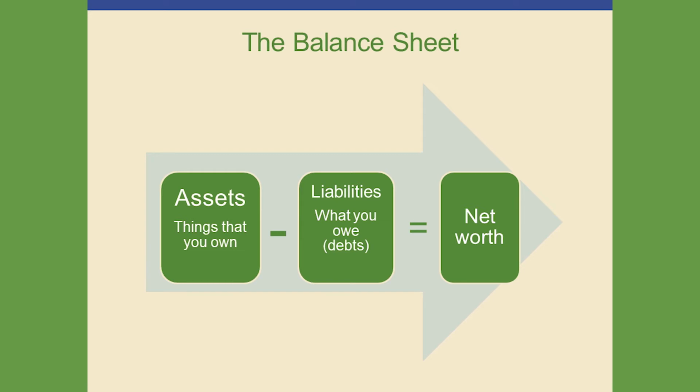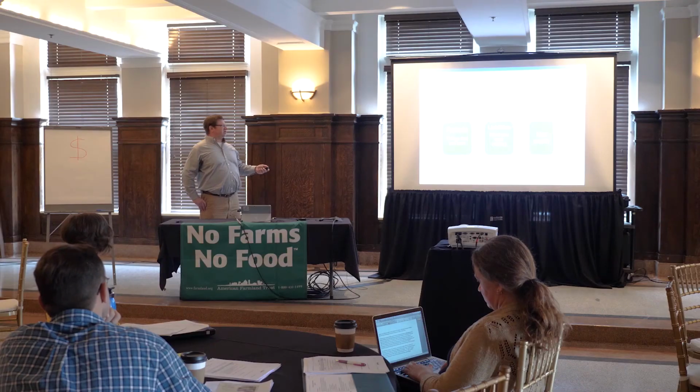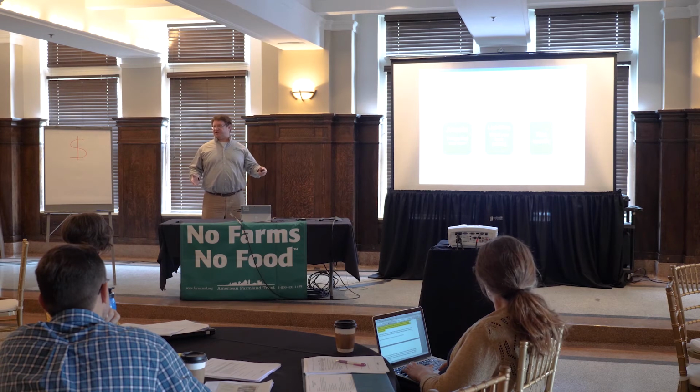So if you, again, going back to the example of a personal balance sheet, if you had a house that's worth $200,000 and a mortgage that's worth $50,000, your net worth would be $150,000. That's $200,000 minus the $50,000 that's owed on that property. The result is your net worth is $150,000.